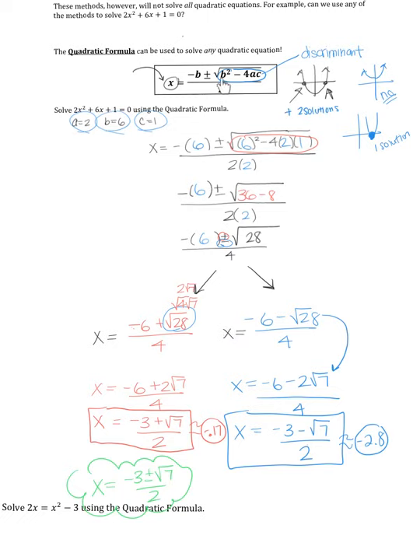If our discriminant, or the number under the square root, is a negative number, for example, if this were negative 28, we cannot take the square root of a negative number. It is not a real number. So therefore, we are going to have no solutions for this parabola.